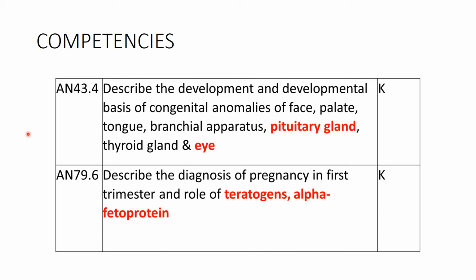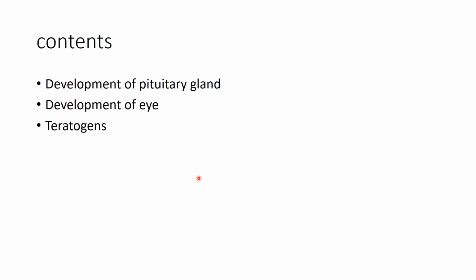The competencies of today's topics are: describe the development and developmental basis of congenital anomalies of the pituitary gland and eye. Describe teratogens and their role in congenital anomalies during the first trimester of pregnancy. The contents in today's topic are development of the pituitary gland, development of the eye, and teratogens.